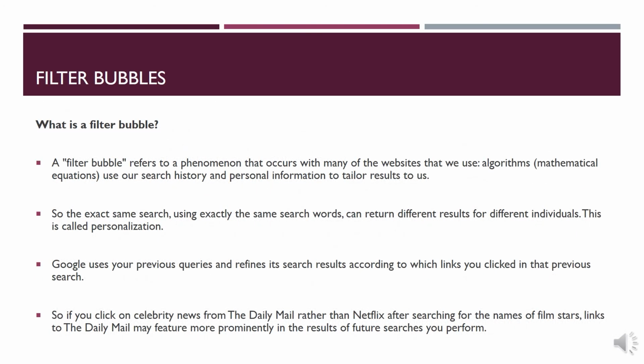Filter bubbles. What is a filter bubble? A filter bubble refers to a phenomenon that occurs with many of the websites that we use. Algorithms, or mathematical equations, use our search history and personal information to tailor results to us. So the exact same search, using the same search words, can return different results for different individuals.